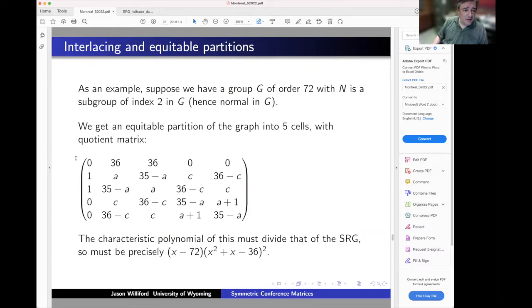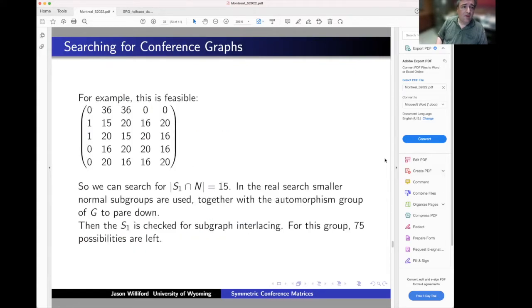Now, if we're just looking for S1, you might say, well, I only really need this top corner here. But you also need to know that the numbers in the top corner actually complete to some kind of quotient matrix here that actually has this characteristic polynomial. And the numbers here, maybe the eigenvalues of this look okay enough, but maybe it doesn't complete. So you have to check that sort of thing too, to narrow down the possibilities. So for example, just this turns out to be one of the things that's feasible on that number of vertices.